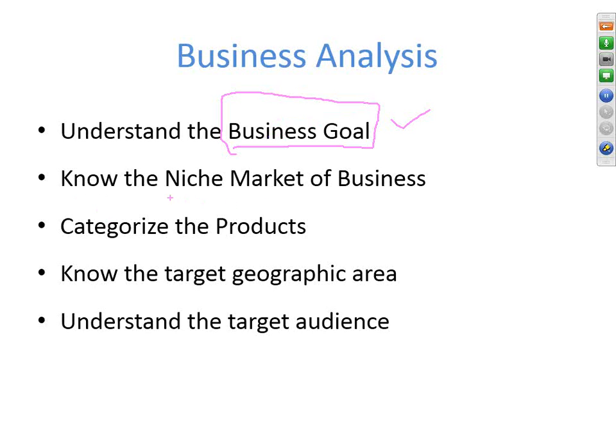Then know the niche market of your business. Remember, a niche market is nothing but, in the market, what is your product, what is your specific business type. For example, if you ask, sir, what is the business goal of Web Training? I can say the business goal of Web Training is we want to offer classroom training and online training. These are the two services we offer: one is online training, one is classroom training.